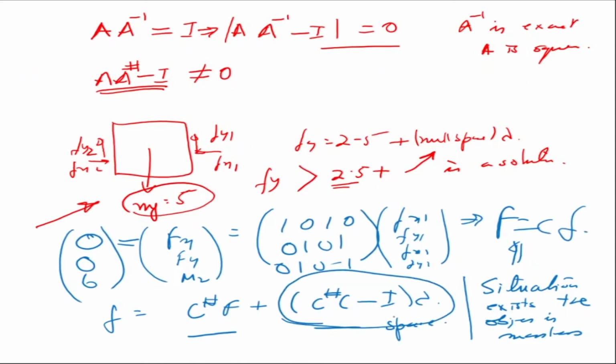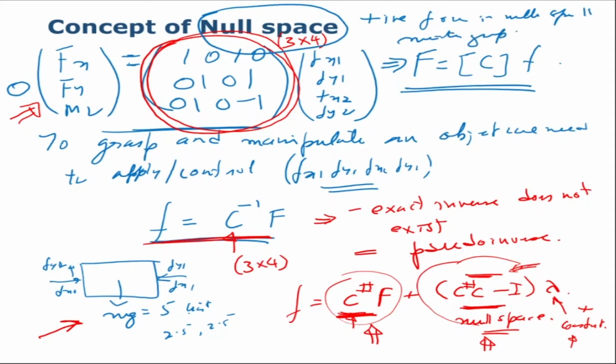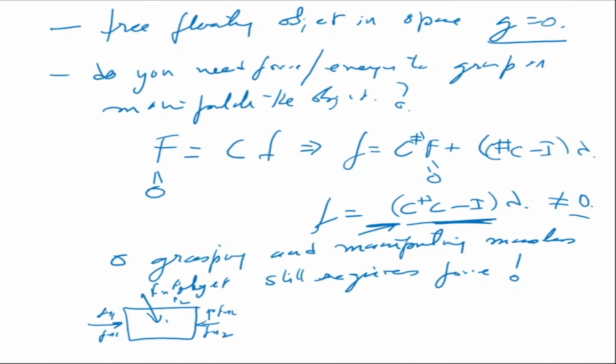Can you guess? This is the definition of grasp. What is the definition of grasp? The definition of grasp means that there must always be positive forces in the null space to maintain grasp. So even if this part were to become equal to 0, this part will still be there.